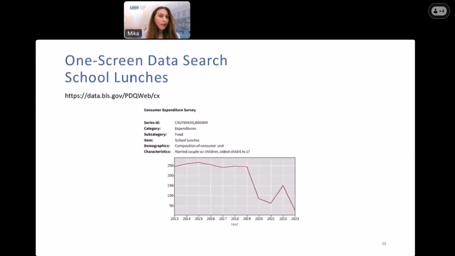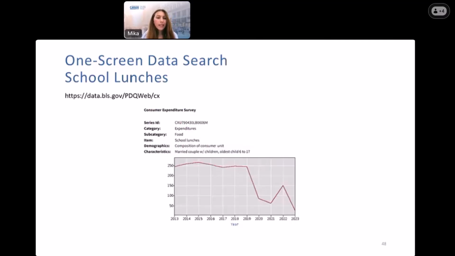The next example looks at the one-screen data search tool. This tool shows us a lot more granular data than the geographic means table allows us to look at. And we are going to look at school lunch spending. I want you to look at the characteristics line. This data pertains just to married couples with children, where the oldest child is between 6 to 17 years old. So you can see just how specific we can get when we look at the one-screen data search tool.